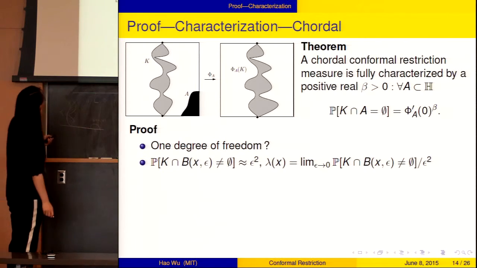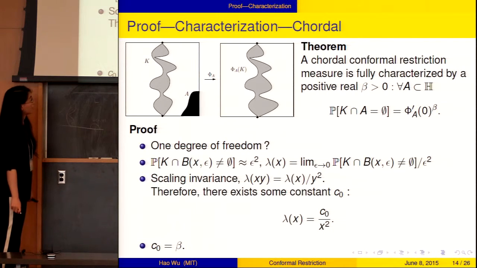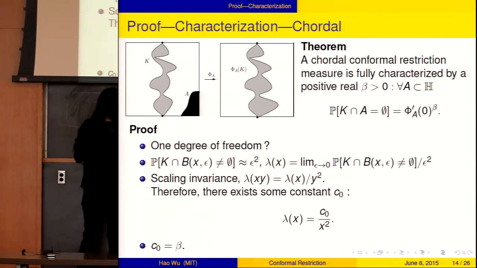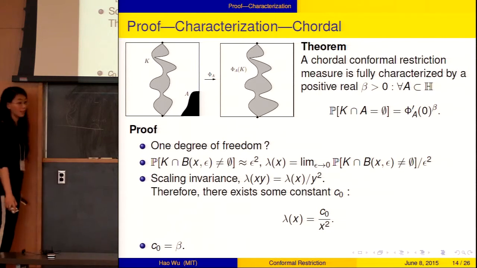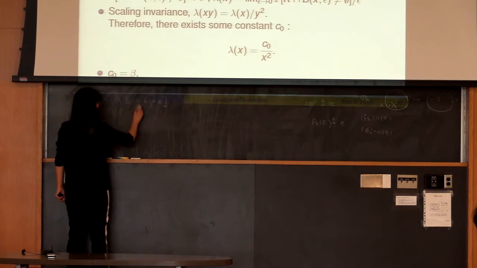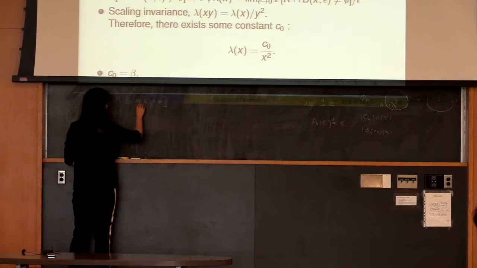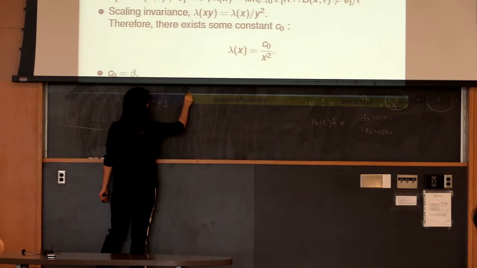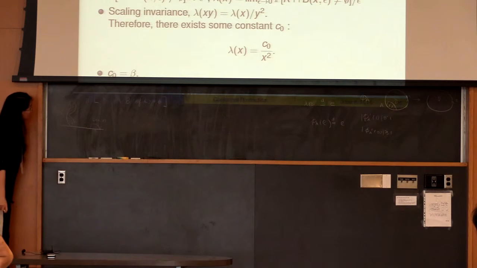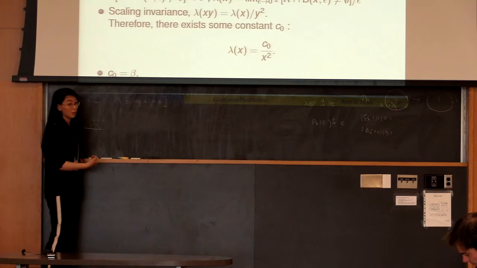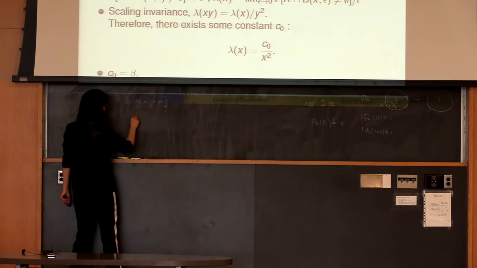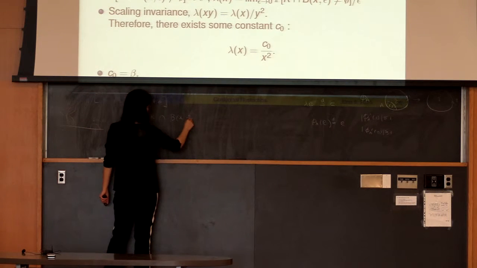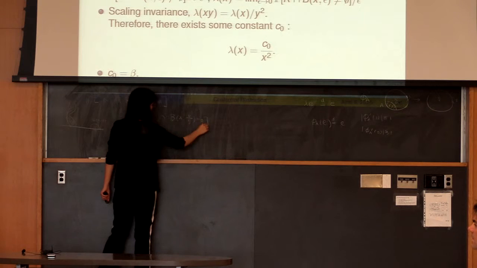And next, by scaling invariance, we have a nice property for this lambda x. Since we know that this random set K is scaling invariant, if we calculate the probability that it hits a small ball whose center is x y, where both x and y are positive reals, so the probability of this set hitting this small ball, since K is scaling invariant, is the same as if we scale everything by y.